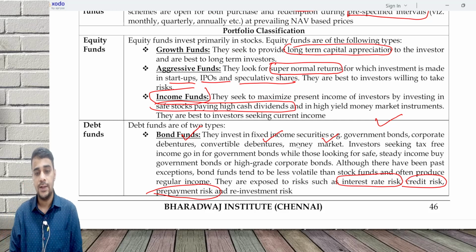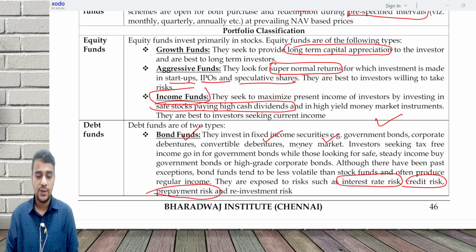Bond funds are considered to be less risky because bond funds do not have major variation. There will not be any major variation in the performance. If you calculate standard deviation of a bond fund, you will not see major standard deviation being there. Equity fund carries high risk, high return. Bond funds carry low risk, low return.